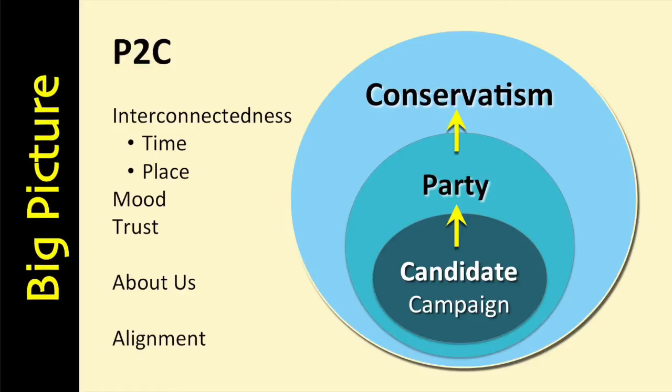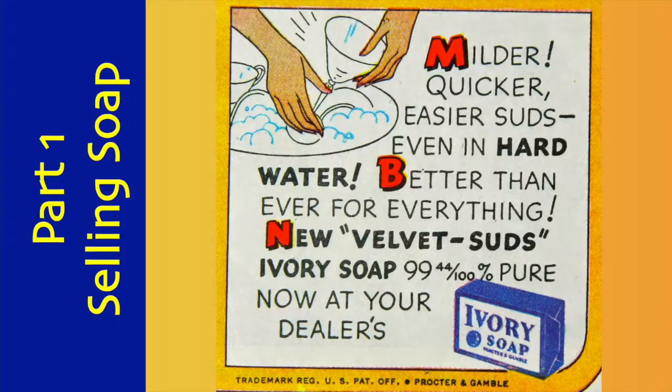What we do in this campaign will affect the future. What the candidate and campaign does affects the brand equity of the conservative brand. Once we know how to sell soap, we can take what we know and use it to sell politicians and their ideas.